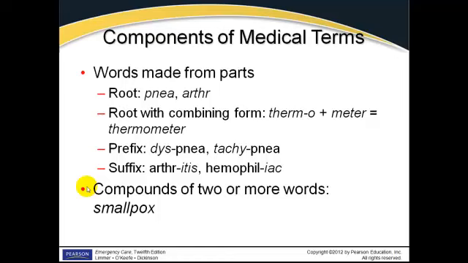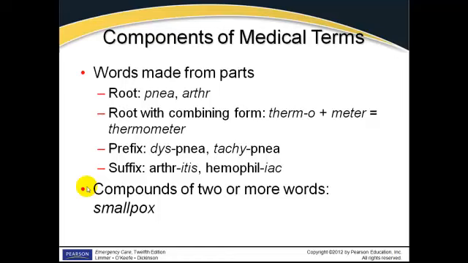So how does it work? They give the example of the root word nia or arth. Oftentimes there's a combining form with the root word, which will usually either be an O or an I. So, for example, if you combine the root word therm with the suffix meter, you get thermometer, which is a device which measures temperature. Thermo means temperature, meter means measure. That's why a thermometer is called a thermometer. It measures heat.